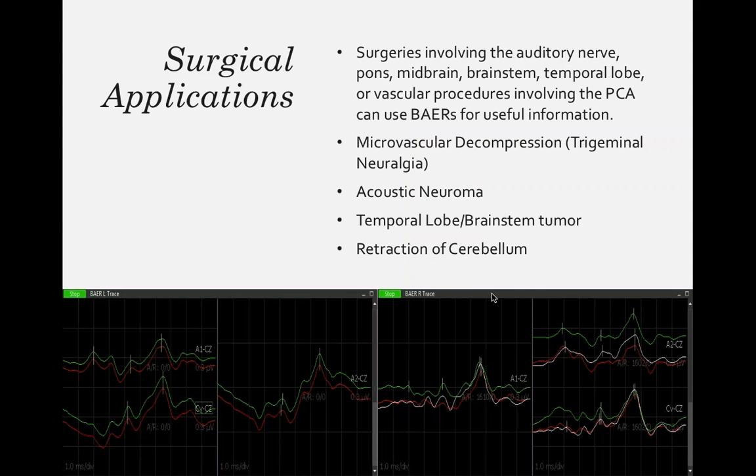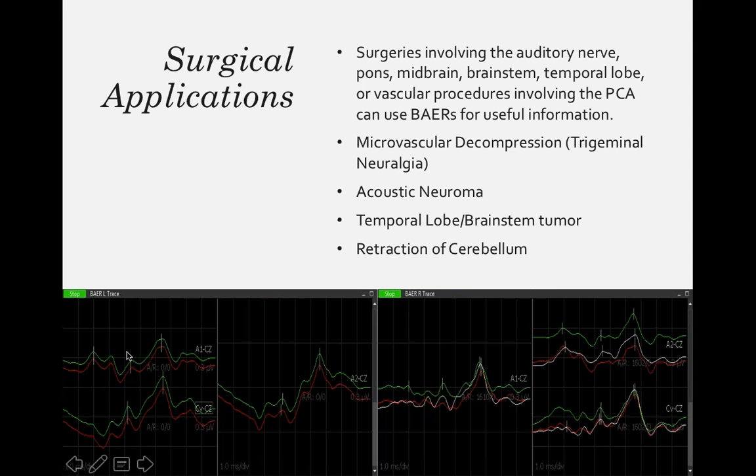So when we use ABRs or BAERs in the operating room, it can be used in a variety of settings. Any surgeries involving the auditory nerve, the pons, the midbrain, the brainstem, the temporal lobe, or even vascular procedures involving the posterior cranial artery, which feeds the brainstem. We can use BAERs for information, because all of these anatomical locations produce one or more of these waves.